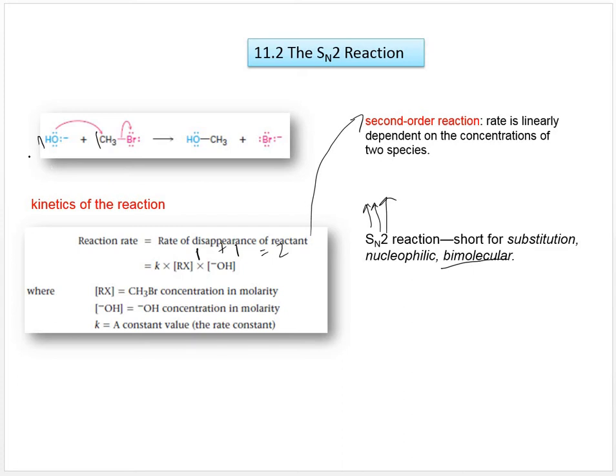So basically, if you increase the concentration of hydroxide ion 2 times, the reaction rate is expected to increase 2 times.